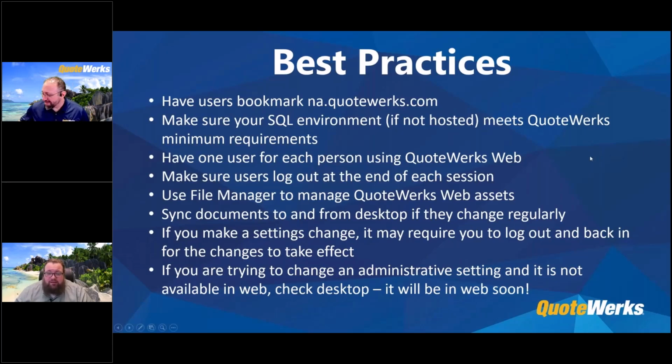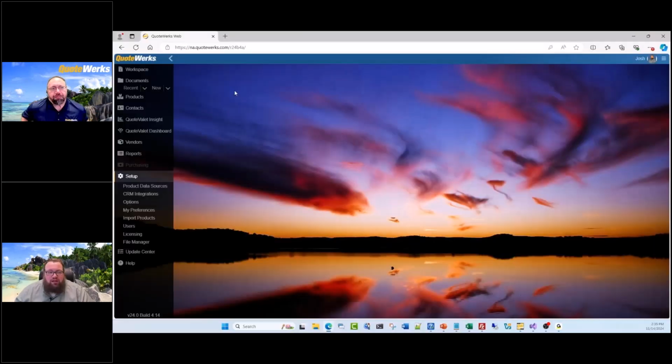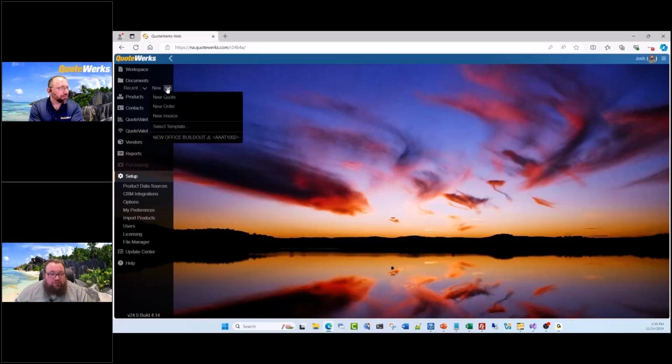All right, so let's get into the meat of it and start actually creating and delivering a document. We'll hop back over into our QuoteWerks web environment. And what we're going to do to start a new quote is we're going to hit the new button. If we did want to, we could easily come down and create a different type of document or select a template. A template is essentially a pre-configured quote that you can then pull in and start working without having to build it from the base up.